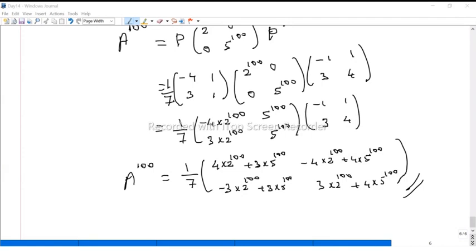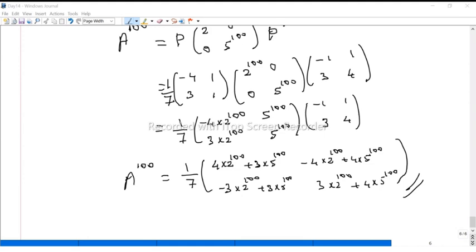Here I am taking a 2 by 2 matrix, but in the examination sometimes they will ask a 3 by 3 matrix. They will ask what is A to the power 50 or something.